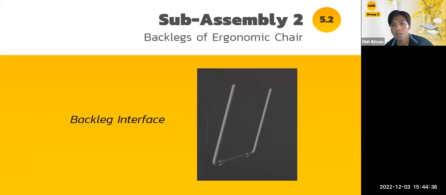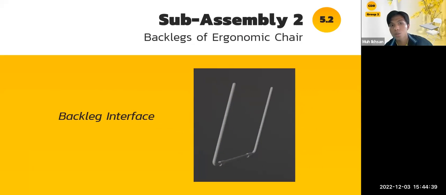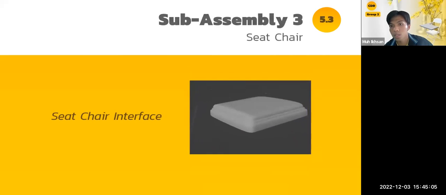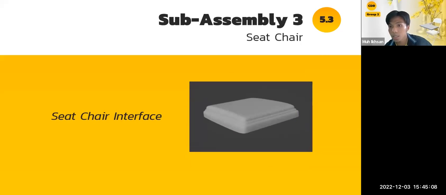And then go to the next slide, which is sub-assembly 2, the back legs of the ergonomic chair. This figure shows the interface of the design. This part will be linked to the front legs and will be used to support the student's weight while sitting. Also, the material used is the same as the previous part, the front leg frame.